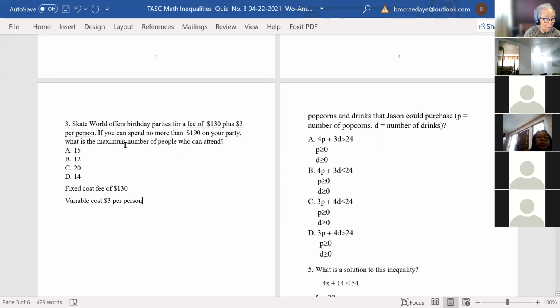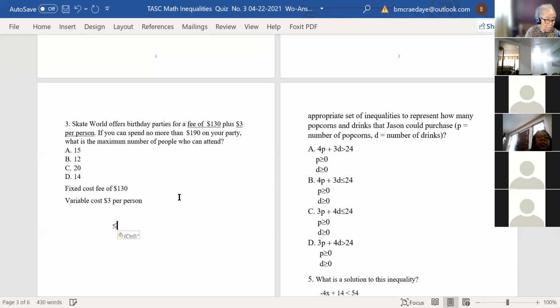$190. That means the sum of your fixed cost and your variable cost has to be, if it's no more than, it's got to be less than or equal to, right? Good. So let's put our inequality symbol here. We know it has to be less than or equal. Now, our budget is $190, so that goes on the right. Something's got to be less than or equal to 190.